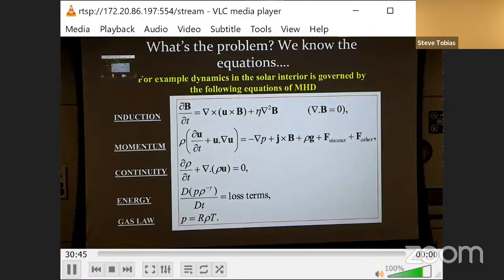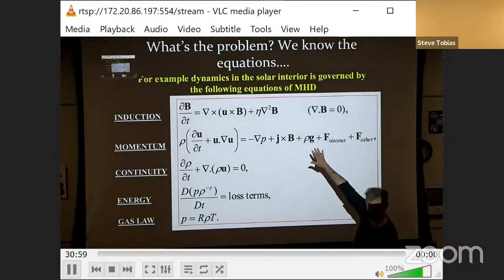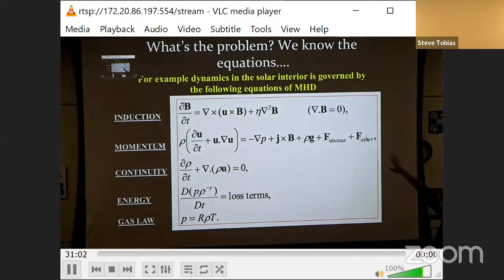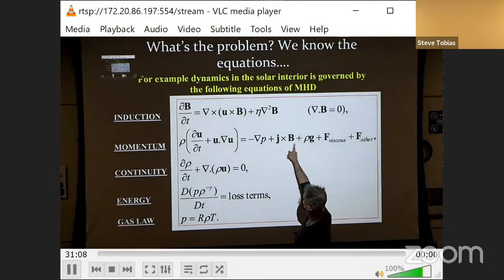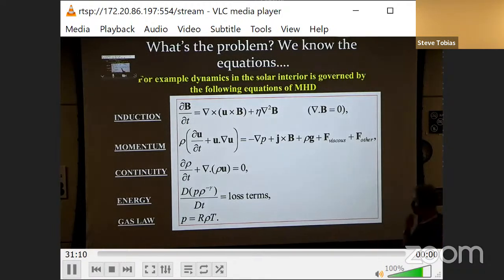The problem is not that we don't know the equations. We know the equations. So the dynamics in the solar interior are governed by the momentum equation you've certainly seen, continuity equation, an energy equation, a gas law, and the top one is the induction equation. We'll get back into that for the magnetic field. And there's an extra force on the fluid, the Lorentz force. Okay, we know the equations.